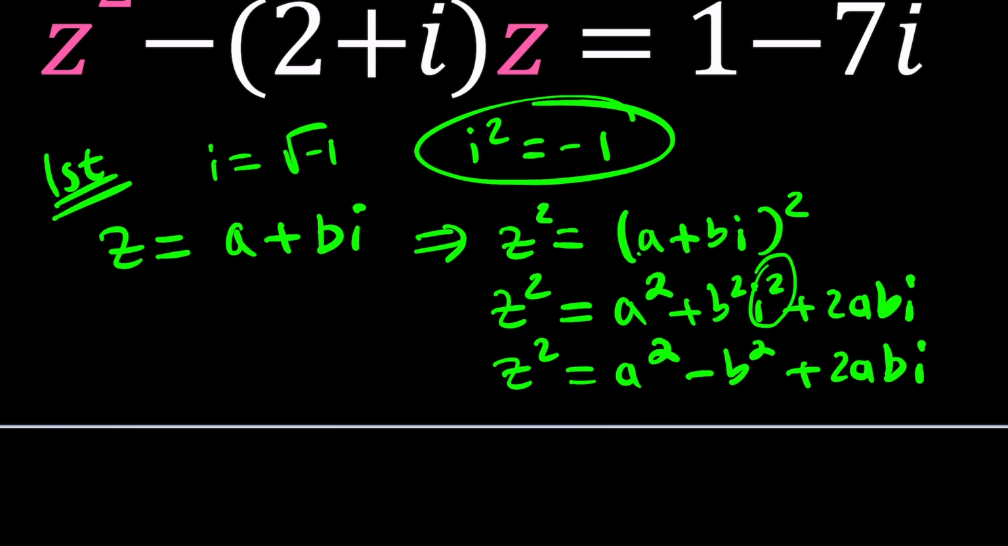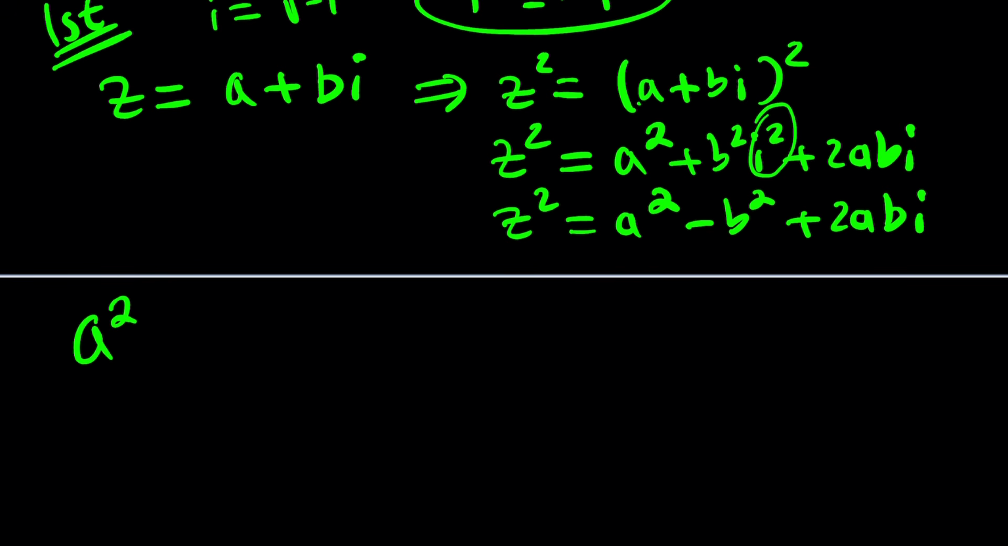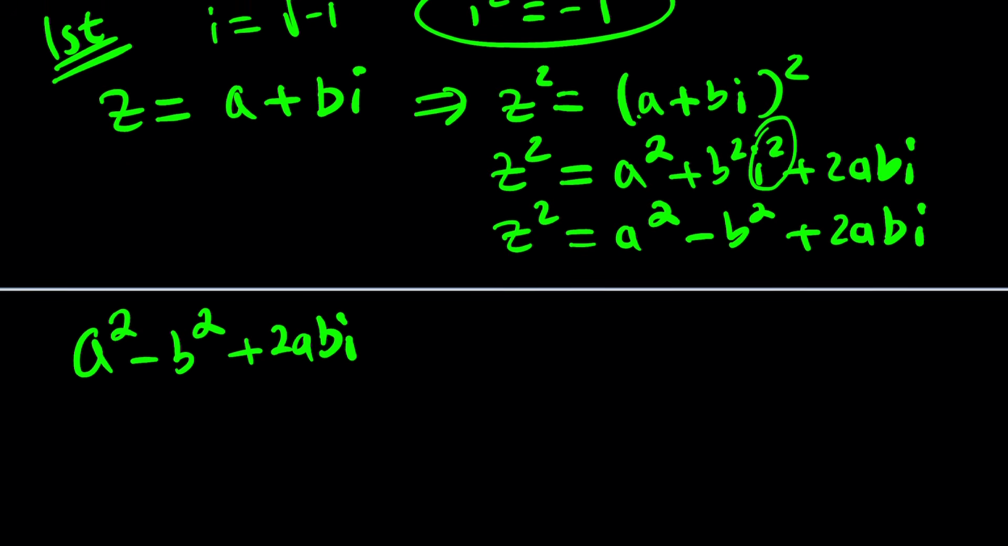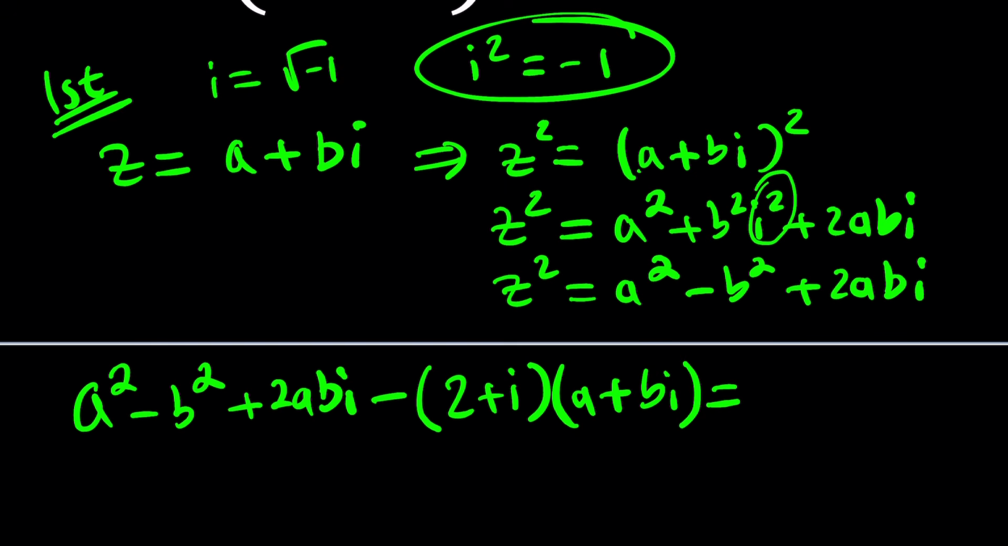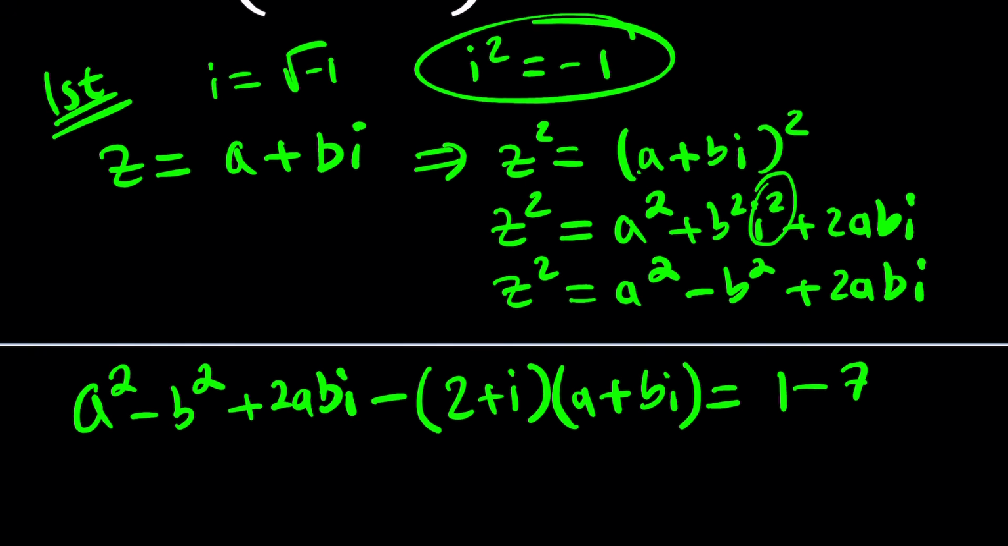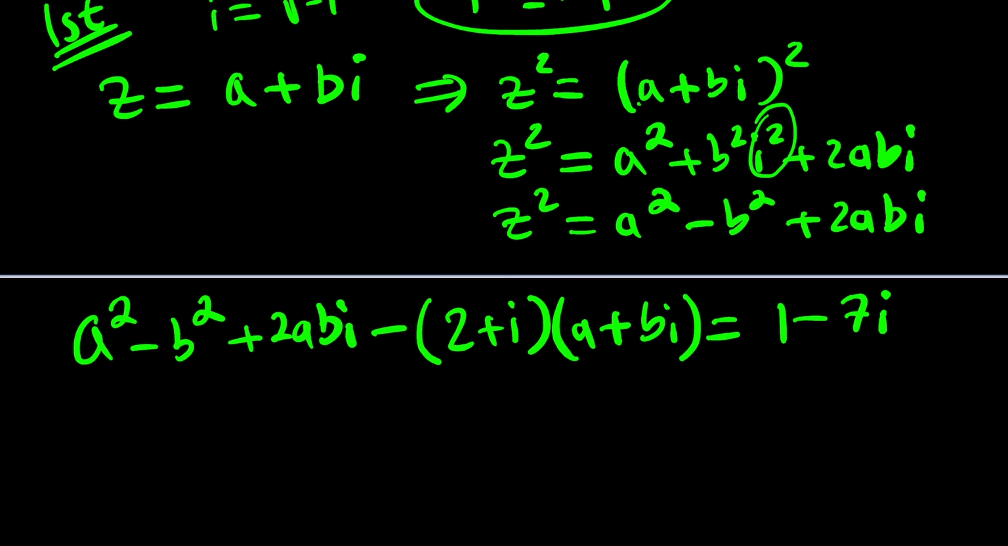So we got z and z squared. Why don't we just plug it in? On the left-hand side, we start with z squared, and from it we subtract 2 plus i multiplied by z, which is a plus bi. And the right-hand side is 1 minus 7i. So we have two complex numbers that are equal. Our goal is to find the values of a and b from here. Can we find it? We should be able to. So let's give it a try.